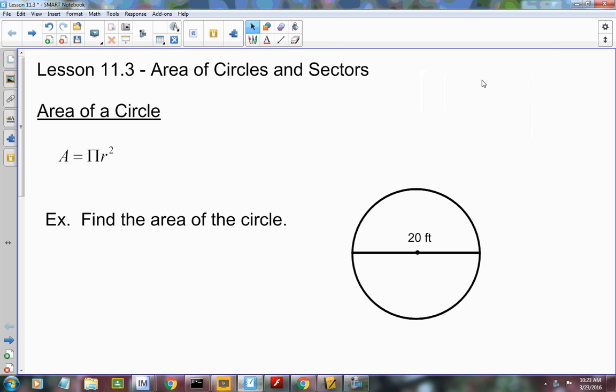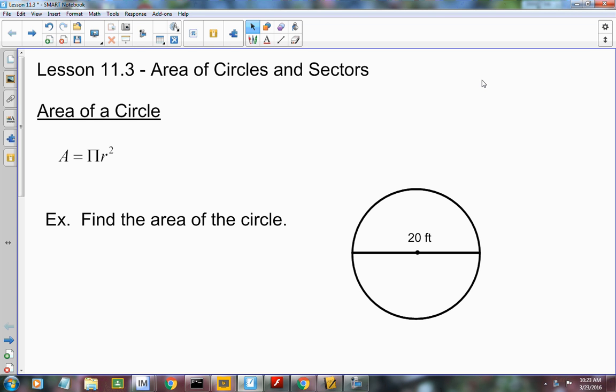So today we're talking about the area of circles and sectors. And honestly, this is really pretty easy. Of course, we've got to put a couple of crazy things in there. But overall, it's relatively an easy lesson. Area of a circle is pi r squared, where r is the radius.